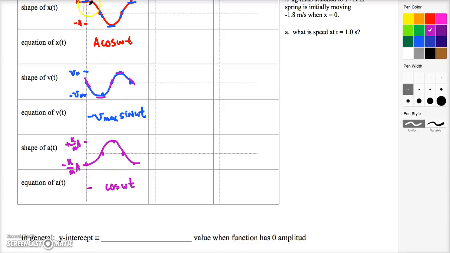So these don't have the same amplitudes, okay, between these three, but they are. So this is minus k over m times A.